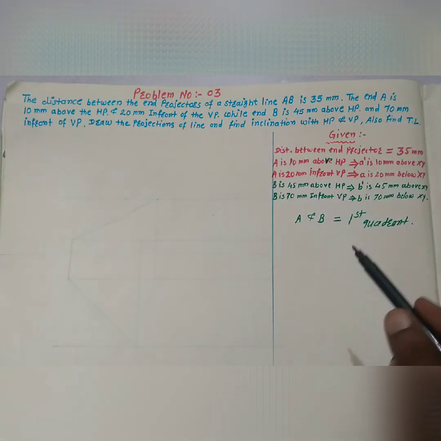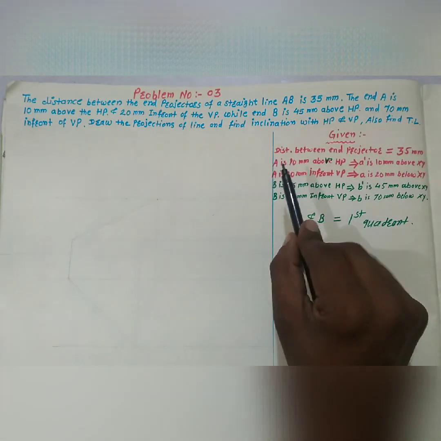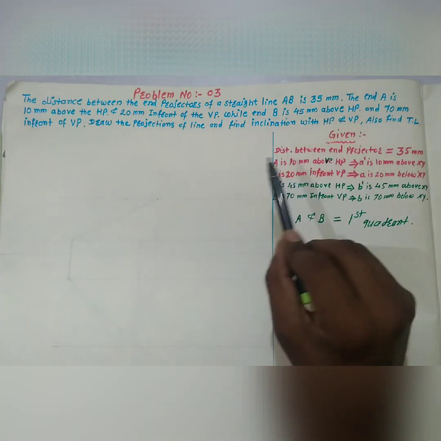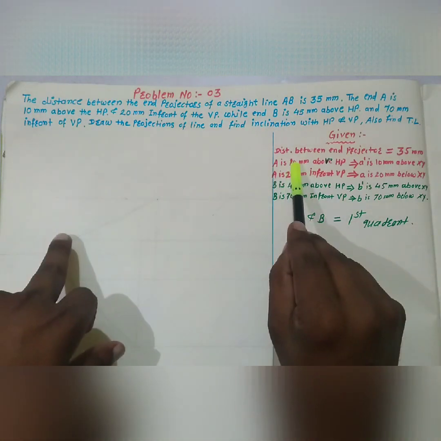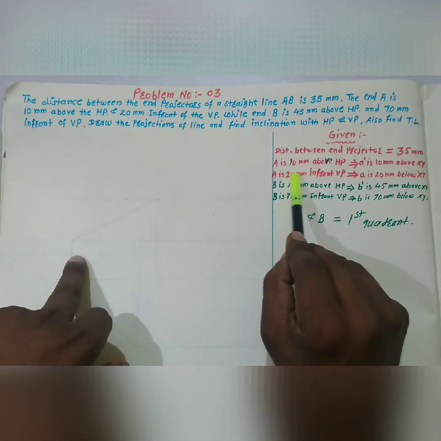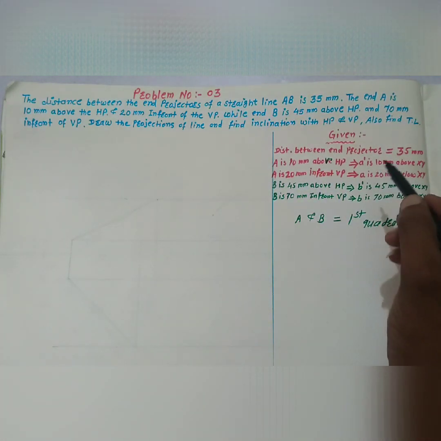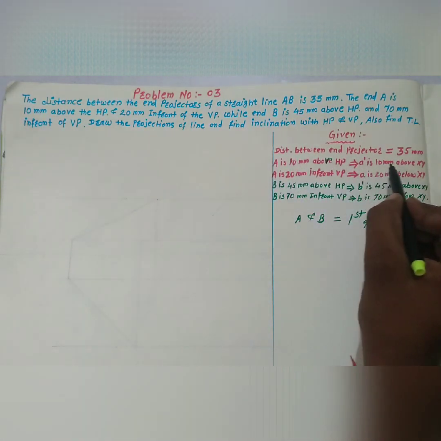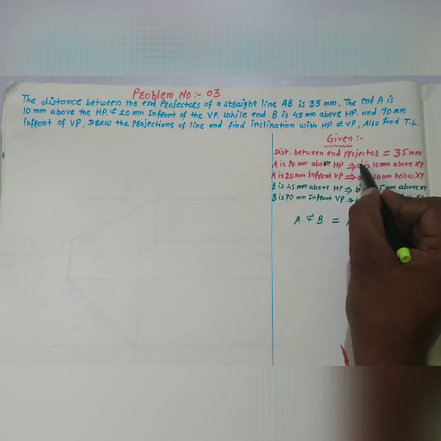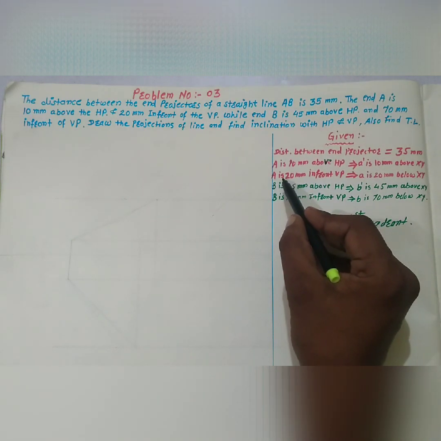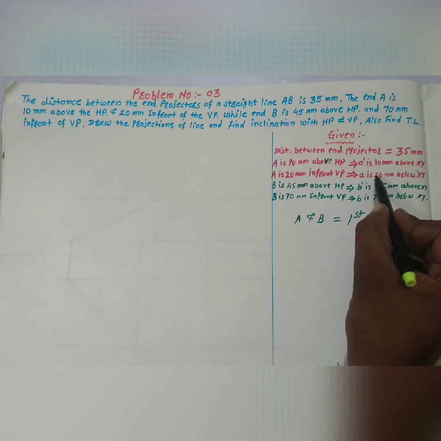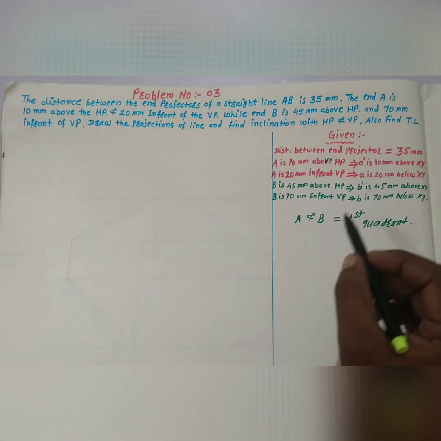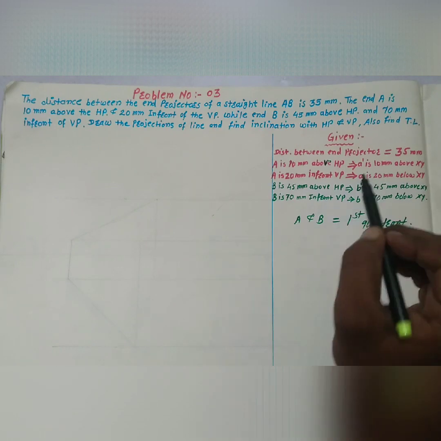Okay, here is the given data. The distance between end projectors is 35 mm. The location of point A is given. It is 10 mm above HP and 20 mm in front of VP. This means we draw 10 mm above the XY line, and its notation is A dash. Similarly, we draw this 20 mm below the XY line, and we mention it by A. This is the front view and this is the top view.